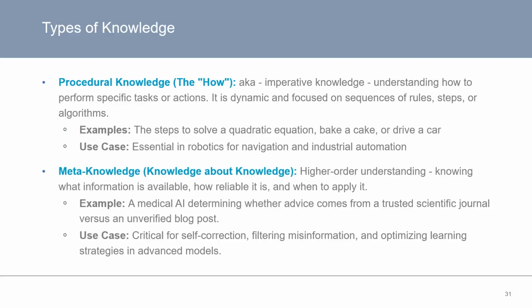Then there's meta-knowledge, or knowledge about knowledge. This seeks to capture a higher-order understanding, such as knowing what information is available, how reliable it is, and when to apply it. One example might be a medical AI system determining whether advice comes from a trusted scientific journal or instead from an unverified blog post. Such knowledge can be critical for self-correction, filtering misinformation, and optimizing learning strategies in advanced models.